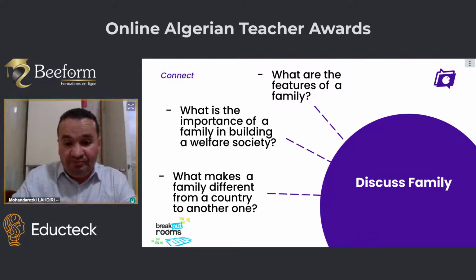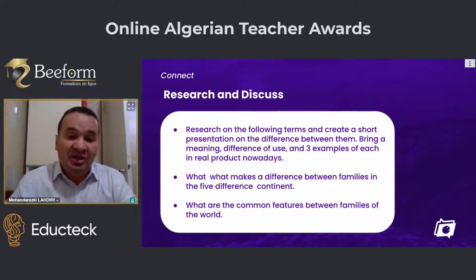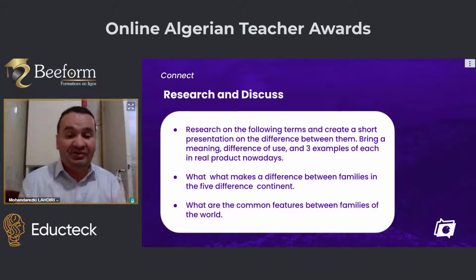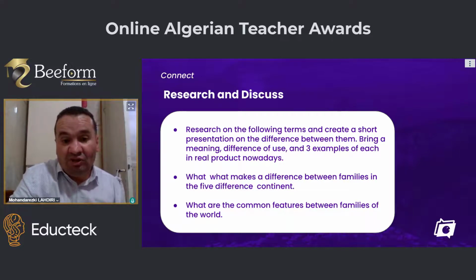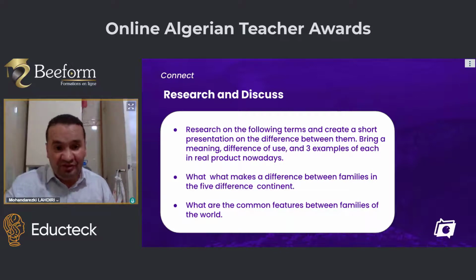So we move to the next one, to the last part of this course today. Here is just to conduct research and discuss this. This is a homework for you to do. After discussing today the concept of a family and how a family can be seen differently from one country to another, I want you to conduct this research as a homework or as an assignment. So the research is on the following terms, and create a short presentation on the difference between them. Bring a meaning, difference of use, and 3 examples of each in real products nowadays.